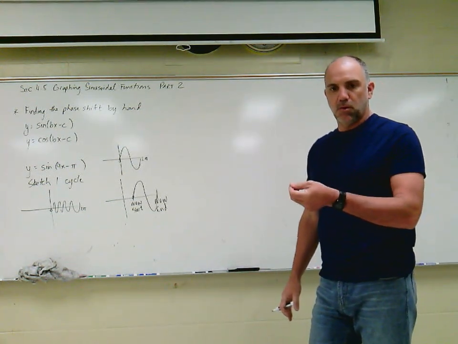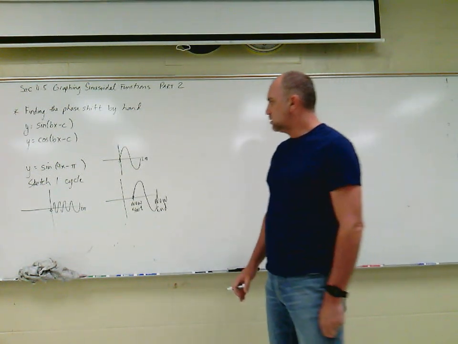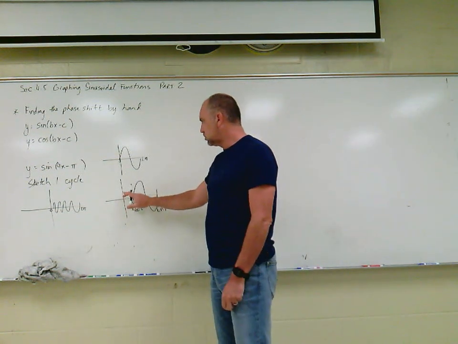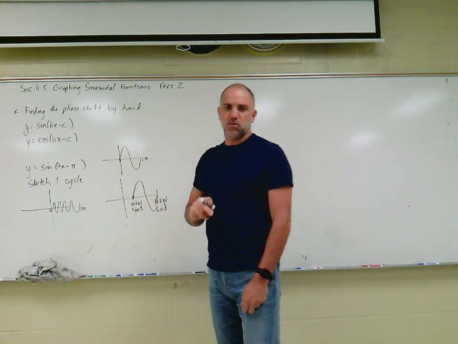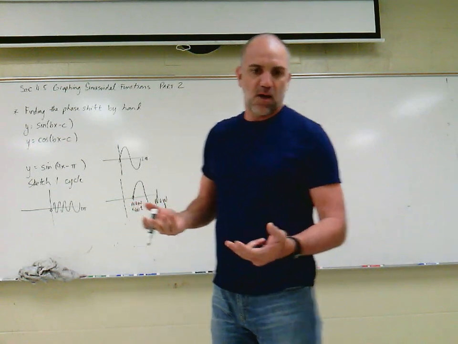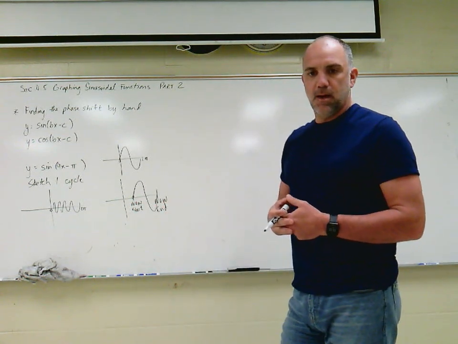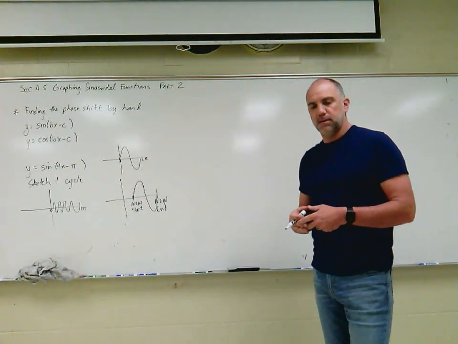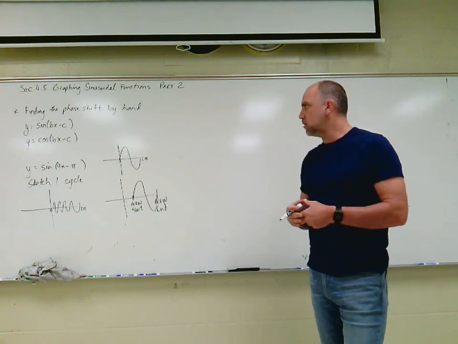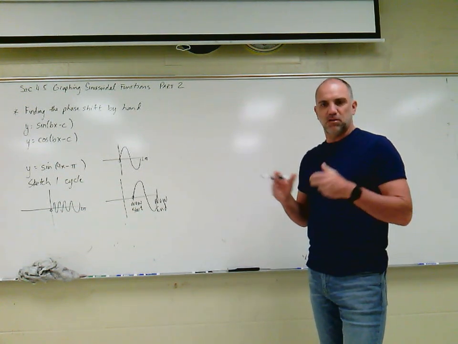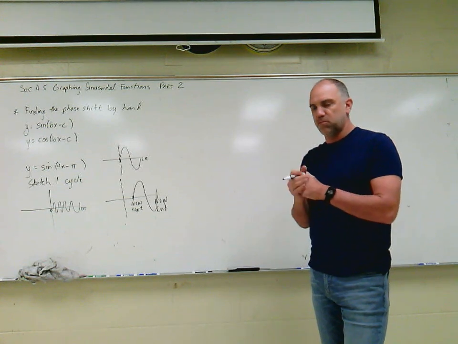So that's the point of today's lesson: how do I figure out where this new start and new end are going to be for this graph, for say the sine of 4x minus pi, and how can I then apply that to sine graphs and cosine graphs. The technical name for that is phase shift. It's a horizontal shift, but it's called phase shift.